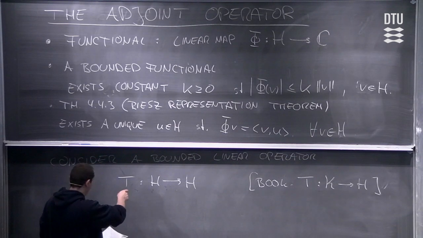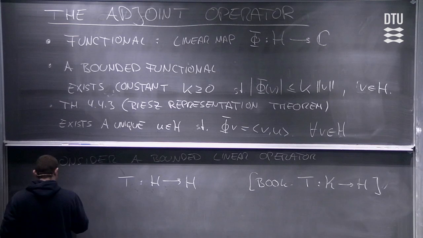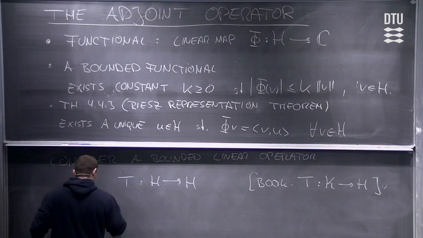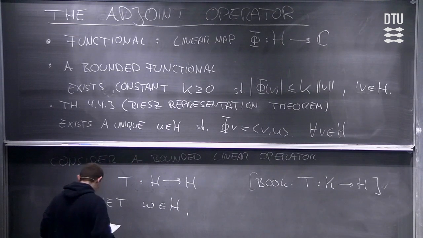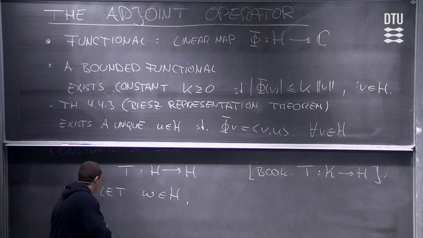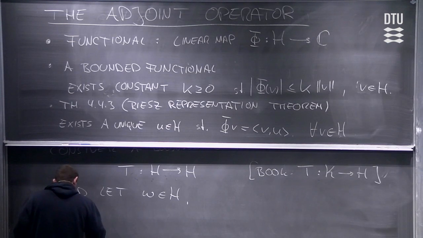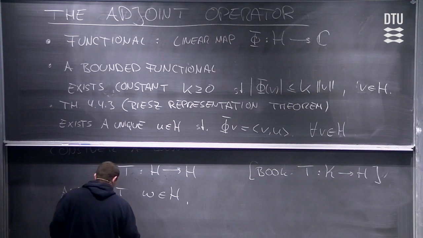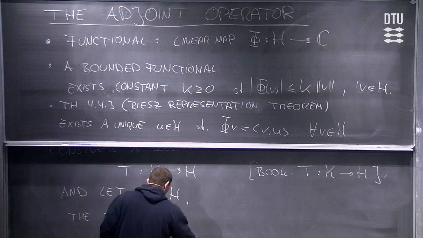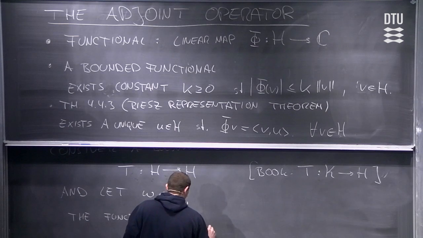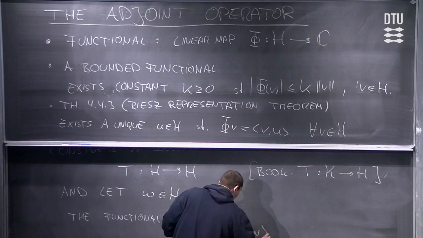Okay, so now we have an operator T. What else do we need? We need an element which we will call W in our Hilbert space H. Okay, and then we define the following. Then we consider the functional. We shall again call it phi of V, which is T applied to V in a product with W.